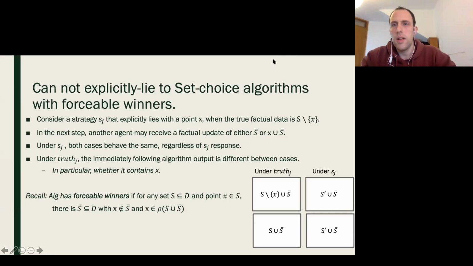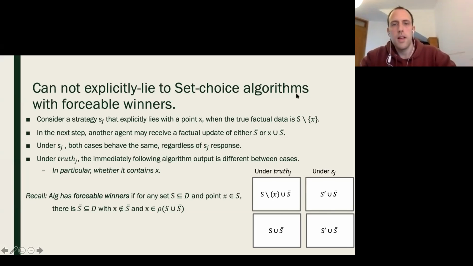So what will we see under truthful? Actually, sorry, there are two possible inputs: this other bar S, or X and bar S. So under truthful, we will either have S minus X with bar S, or we would also have S with bar S. By forceable winners, X is part of the algorithm output for S with bar S. But because it's a set choice algorithm, and here X is not part of the input, X would not be chosen as a center, and the algorithm output would look different. This is under the truthful strategy.